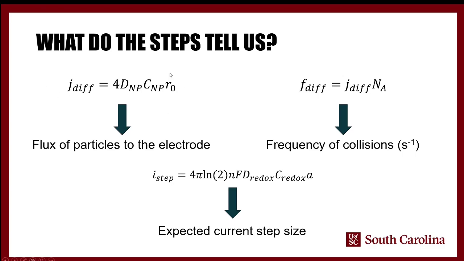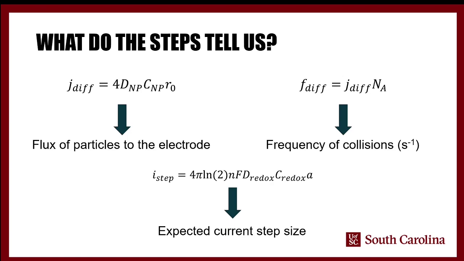And then finally, you have R naught, which is the radius of the ultramicro electrode. If you think about it, it makes a lot of sense. If your electrode diameter is huge, then there's a lot more space for a collision to happen, and so it's likely to happen at a higher rate. Versus if it's smaller, you expect that rate to be much lower. Similarly, if you have fewer nanoparticles in solution, you expect that flux to the electrode to be lower. And so, the equation makes a lot of sense.